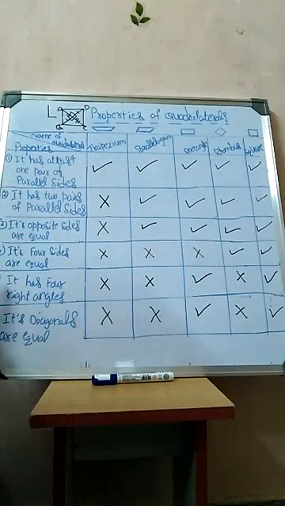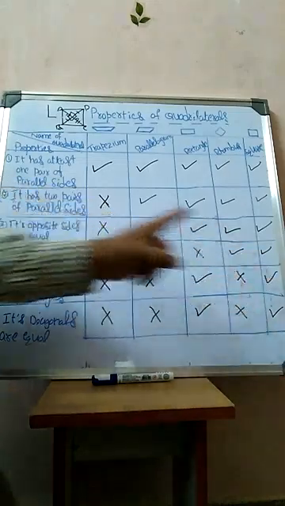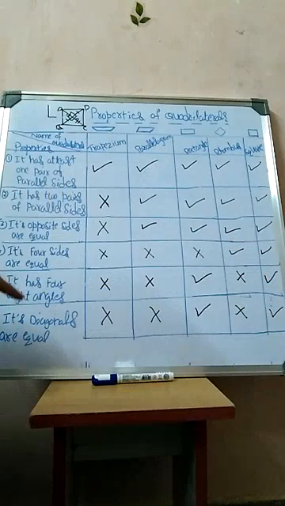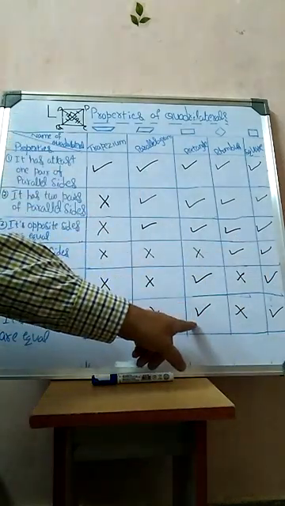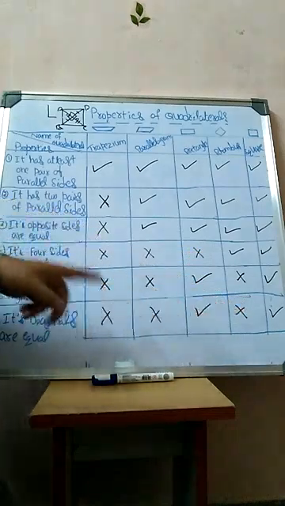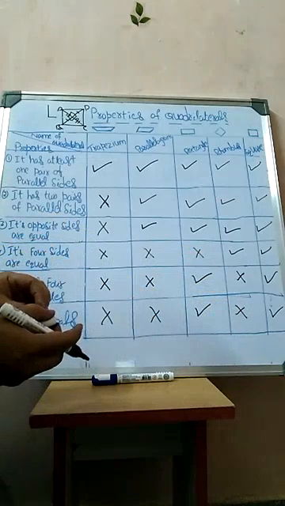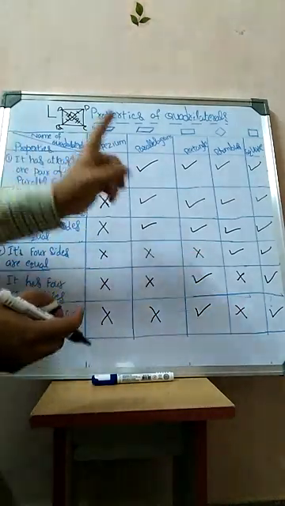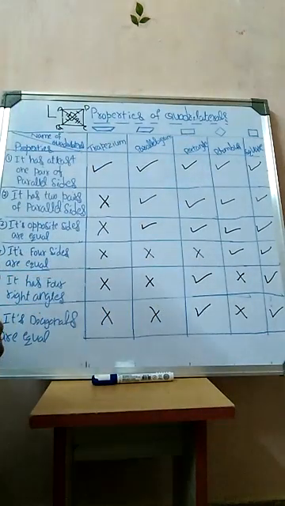And next, it has 4 right angles. So 4 right angles will be only in rectangle and square, not in the remaining quadrilaterals. Its diagonals are equal. Diagonals are equal in rectangle and square. In the remaining quadrilaterals, diagonals are not equal. And one more property I told you to remember, diagonals bisect perpendicularly only in rhombus and square. So these are the properties of special quadrilaterals.